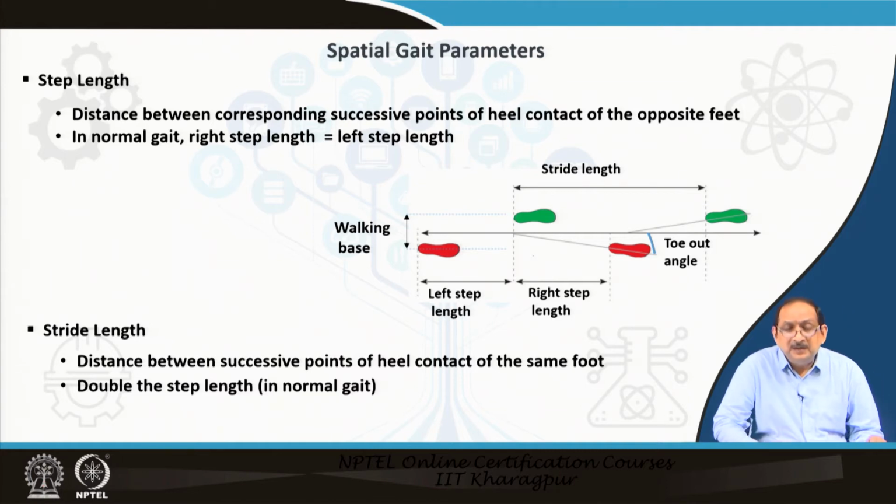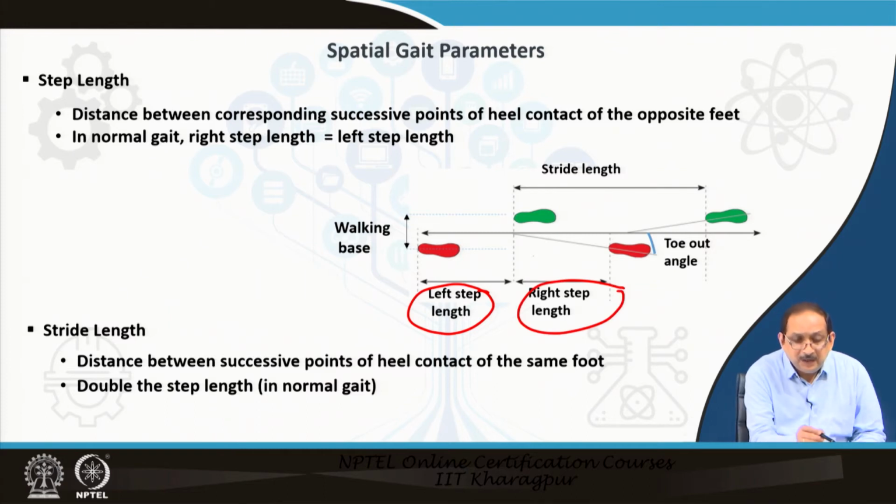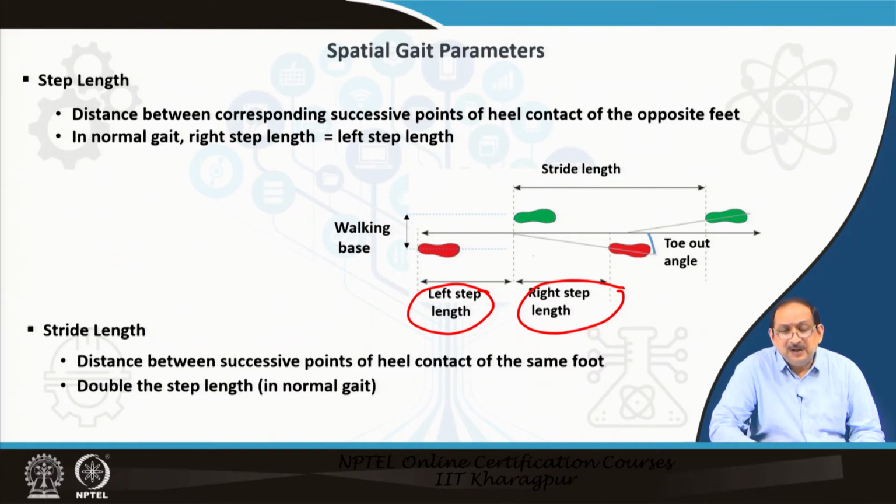Now, let us define the spatial gait parameters. The step length first: the distance between corresponding successive points of heel contact of the opposite feet is the step length. So, you have the left step length and the right step length indicated here. In normal gait, right step length is equal to the left step length.